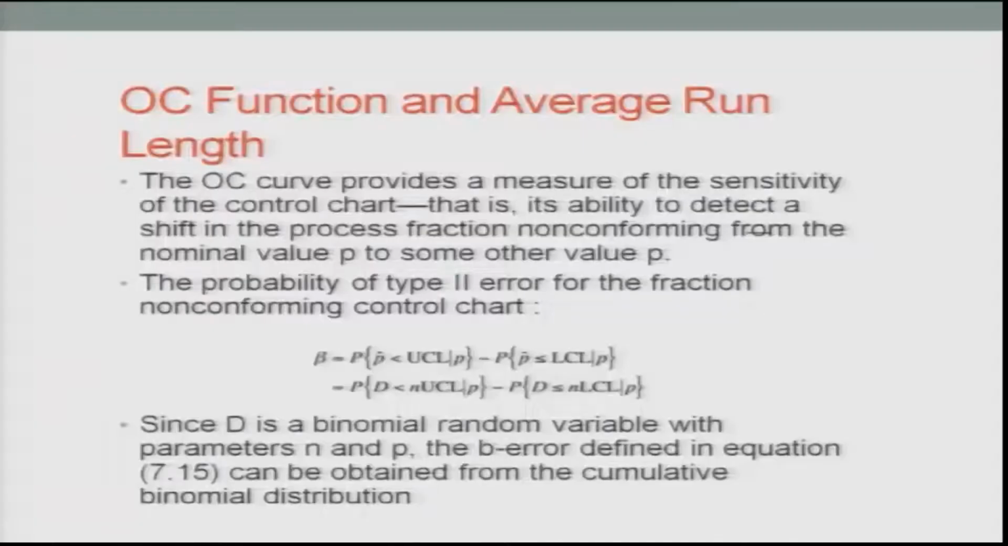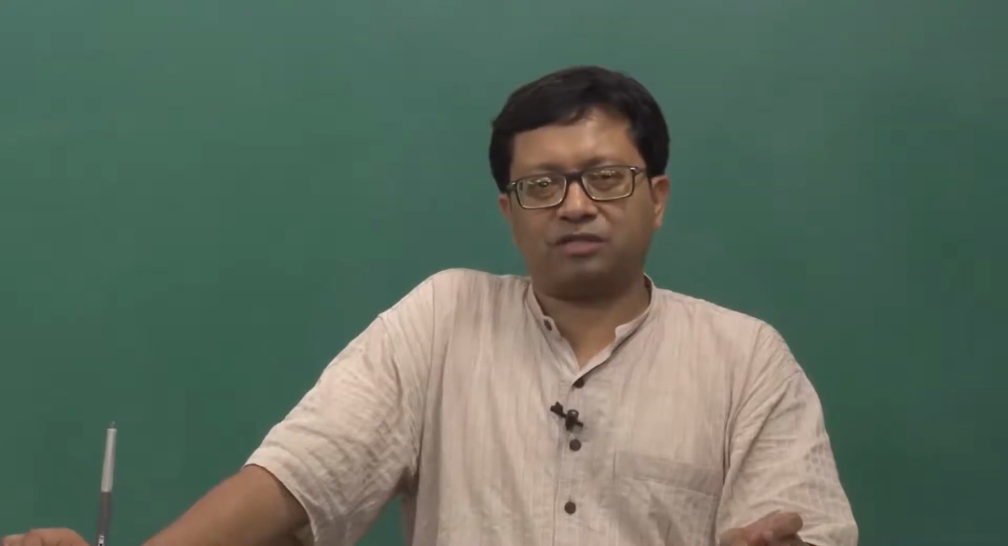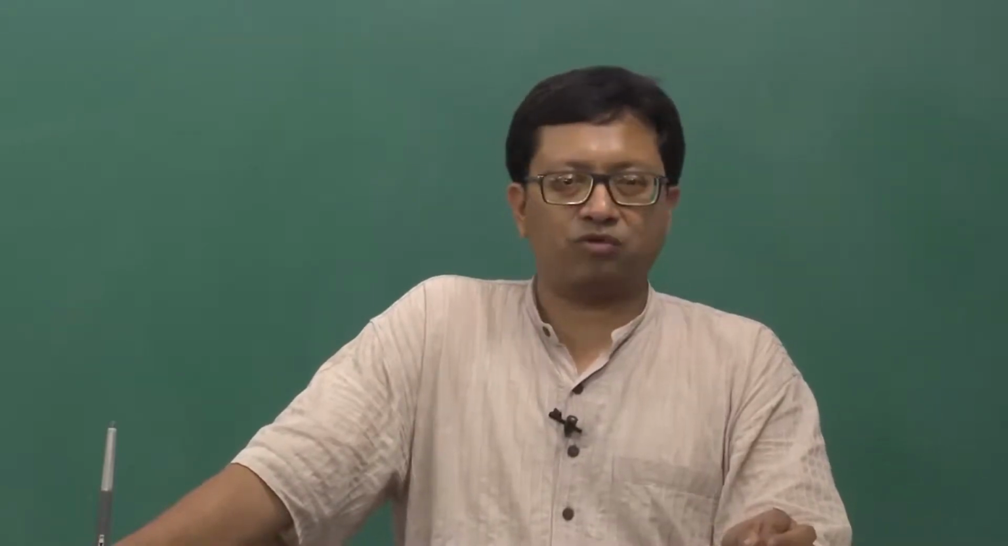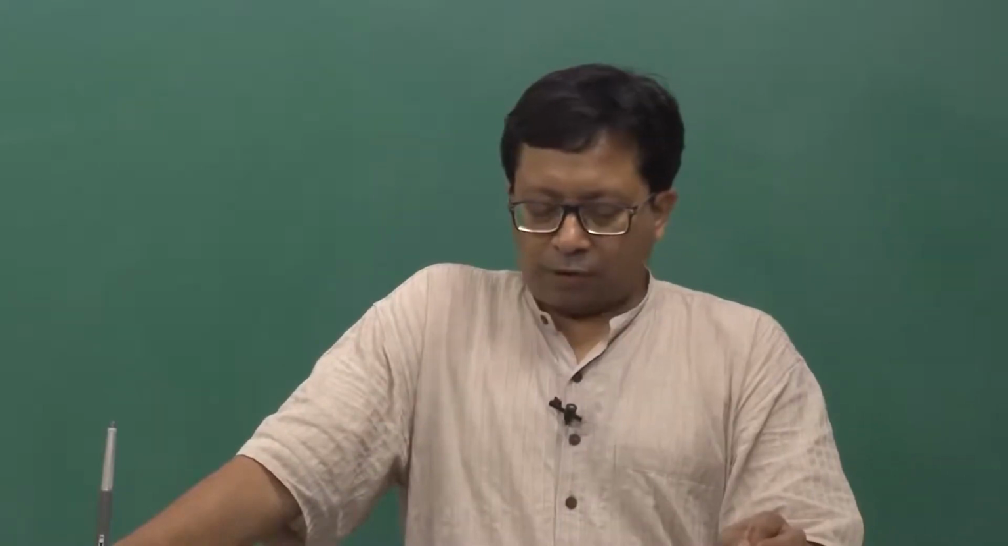Now, I will consider the operating characteristic functions and the average run length. The OC curve provides a measure of the sensitivity of the control charts, that is, its ability to detect a shift in the process fraction non-conforming from the nominal value of p. So, if you remember, p is the total proportion, the probability. Now, if there are defects, and if I say the probability of defects is 15%, it means that if I continue to pick up 100 such observations, 15 of them would be defective. And obviously, if you do not know the population average, that 15, you will basically take a sample and do the work accordingly. The probability of type 2 error.